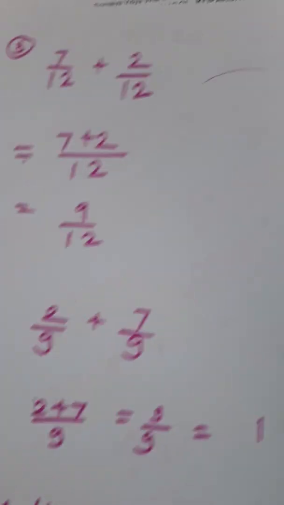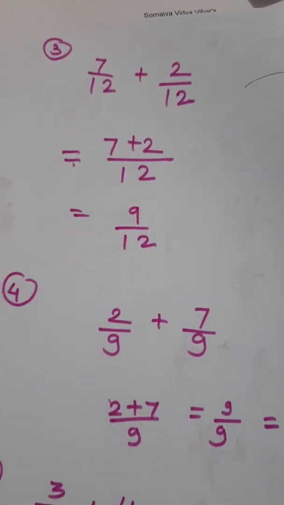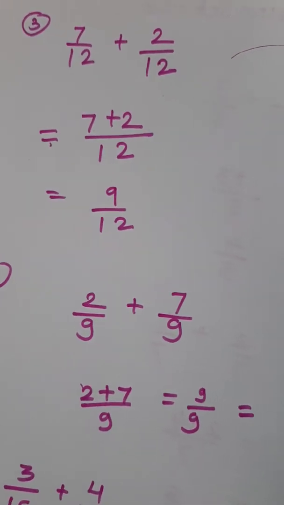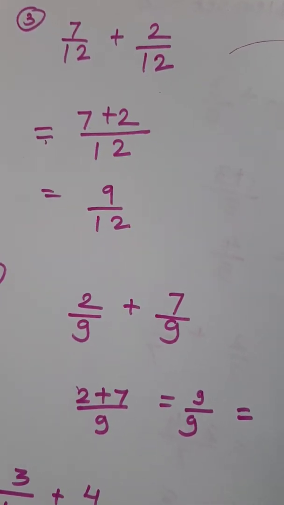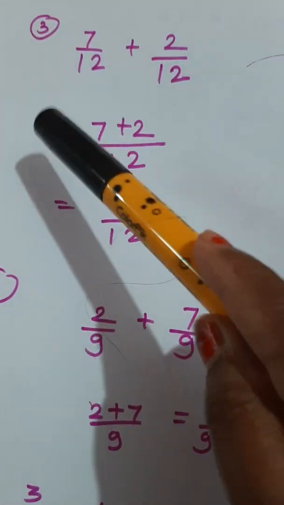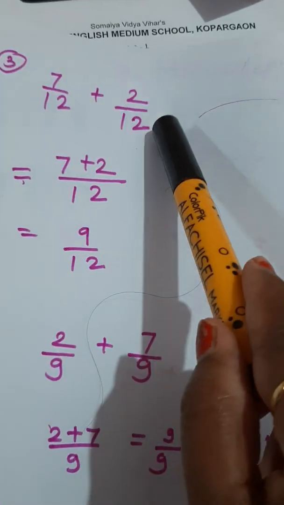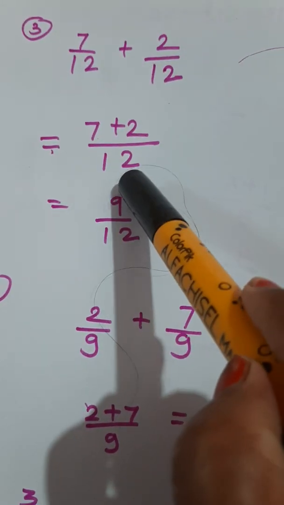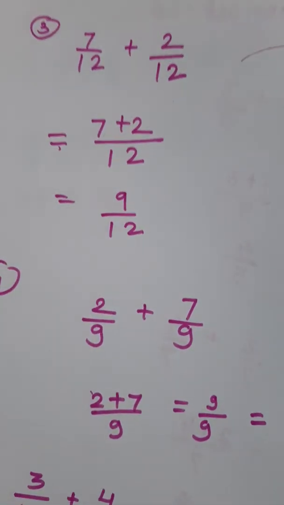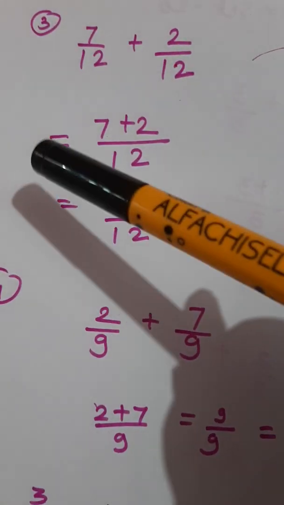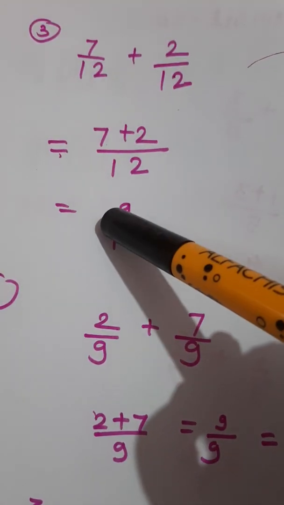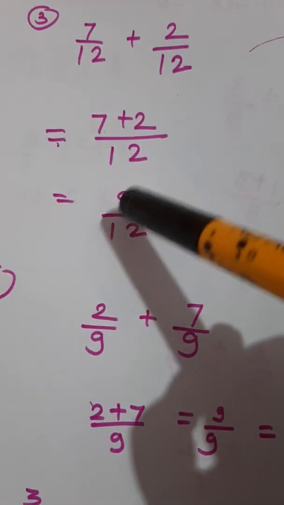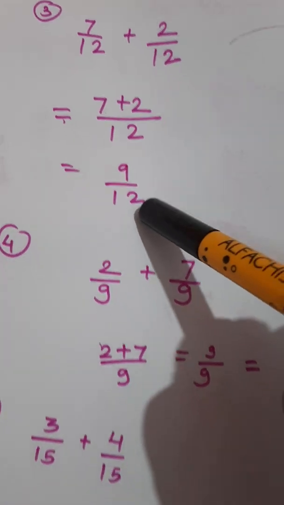Look here, third problem. 7 upon 12 plus 2 upon 12. Again they are like fractions as their denominators are same. Give them the common denominator. 7 plus 2, 9, and the same denominator, 9 upon 12.